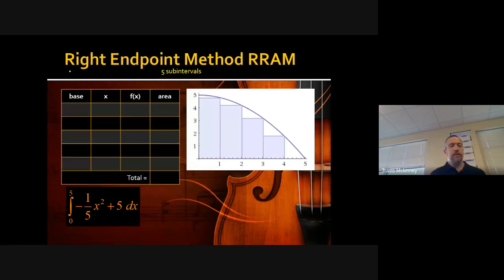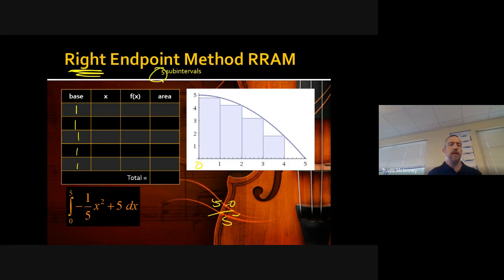So the next example is a right endpoint method. We're going back to doing 5 intervals. So going between 0 and 5, our base is back to being 1 again, because we do 5 minus 0 divided by 5. The difference is, for this first interval going between 0 and 1, I don't use 0.